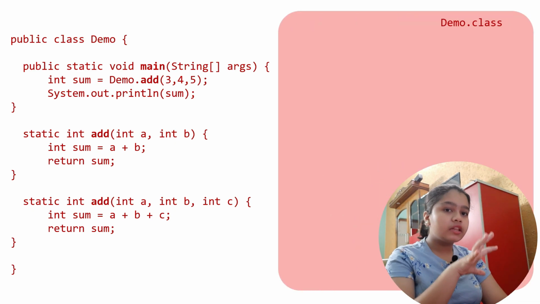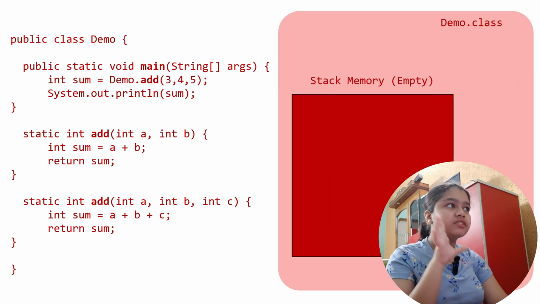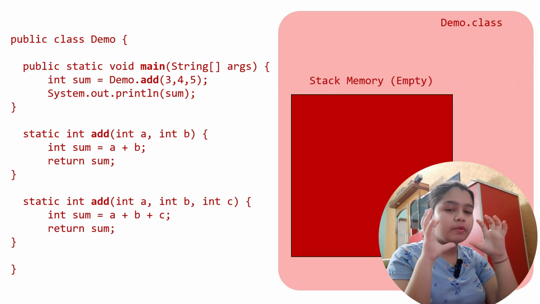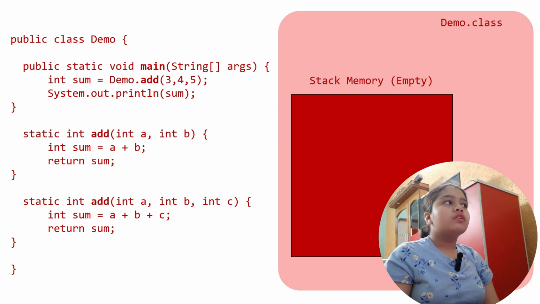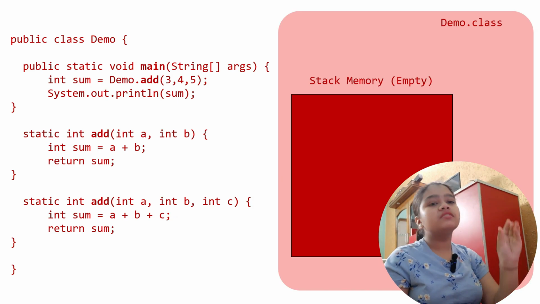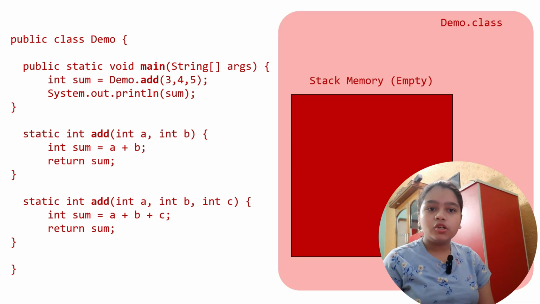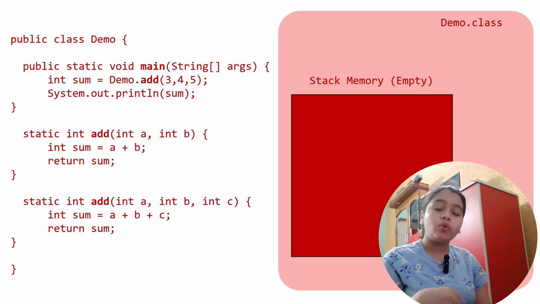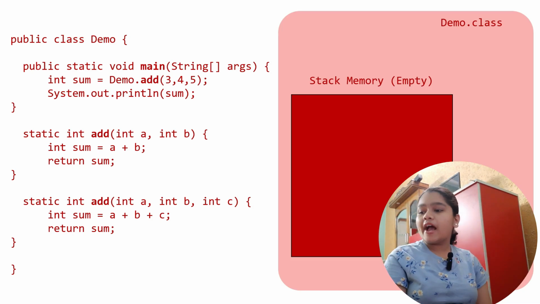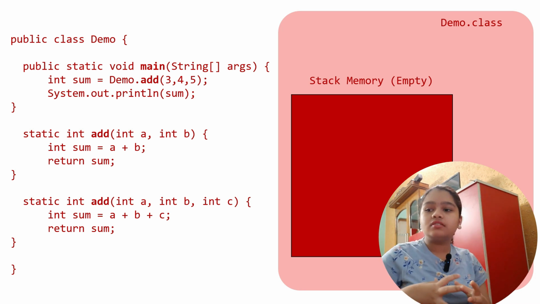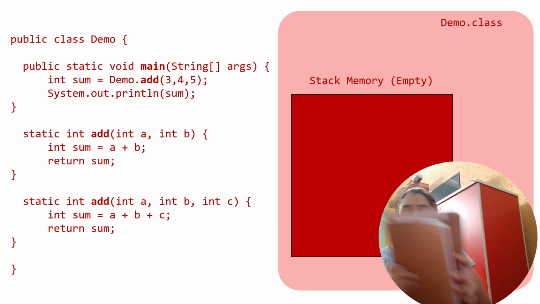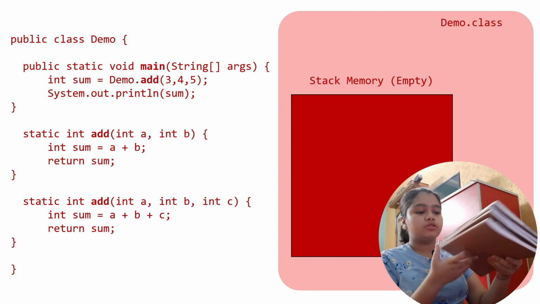After that, a thing called stack is created. A stack memory is created, okay? So the stack memory is now empty. Now let me tell you. Let us first understand what is a stack memory. Stack memory is a place like this. What is the structure? It is the structure like this.